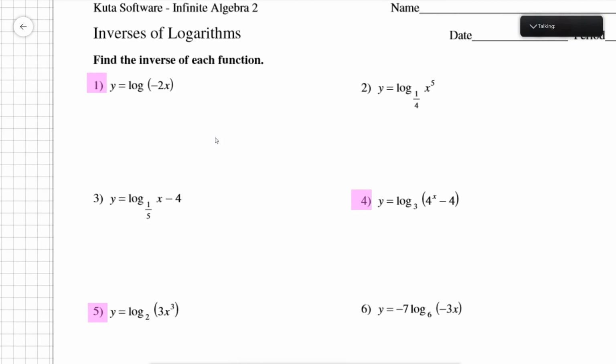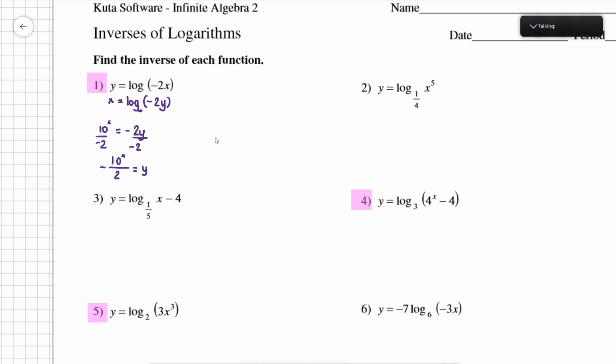So on number 1, we're going to start the way we always start our inverses, by switching the x and the y. And then remember, we're solving for y. Whenever we have a log and we don't have a base, it is a base of 10. So this is 10 to the power of x is equal to negative 2y. We want y by itself, so we'll divide by negative 2. And we get negative 10 to the x over 2 is equal to y.